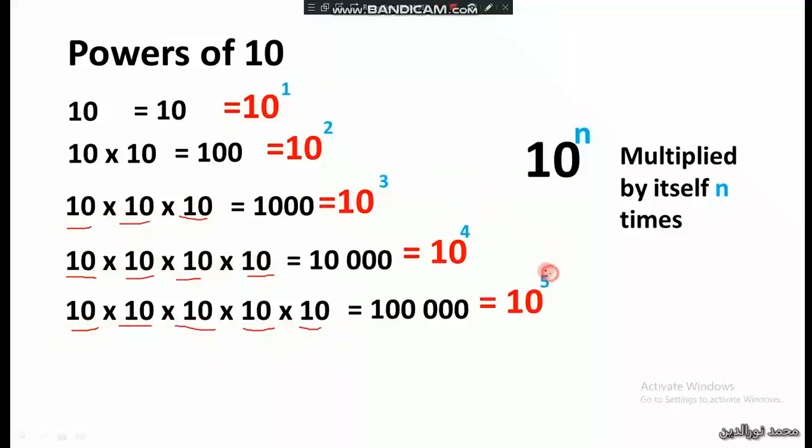There's a relation: the number 5 means I have 5 zeros. The exponent or power 4 means I have 4 zeros. Power 3 means 3 zeros.